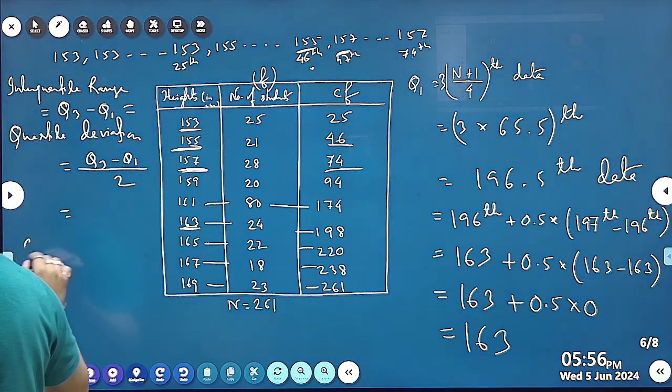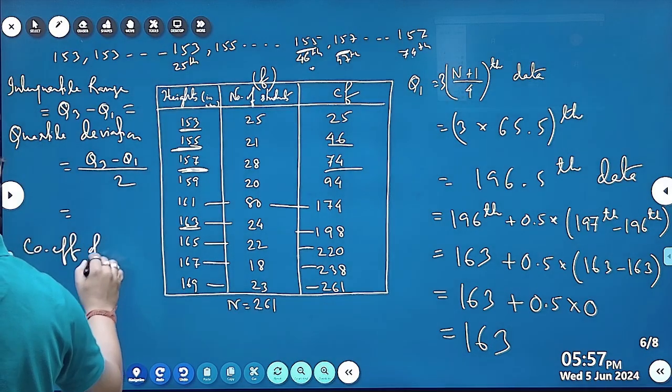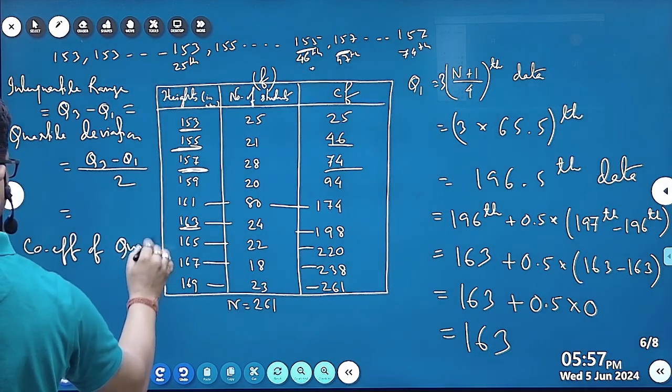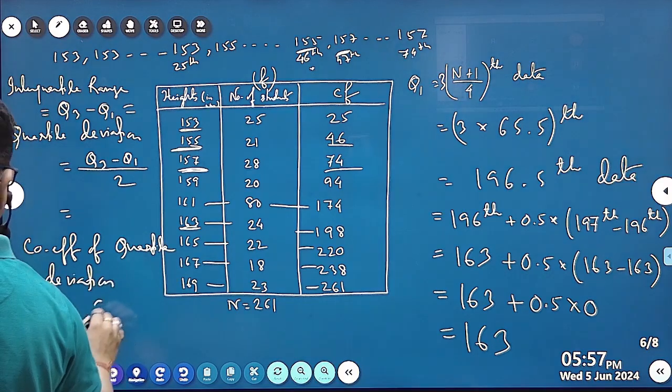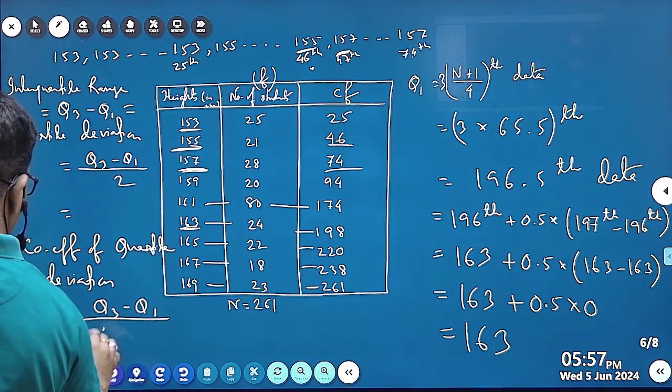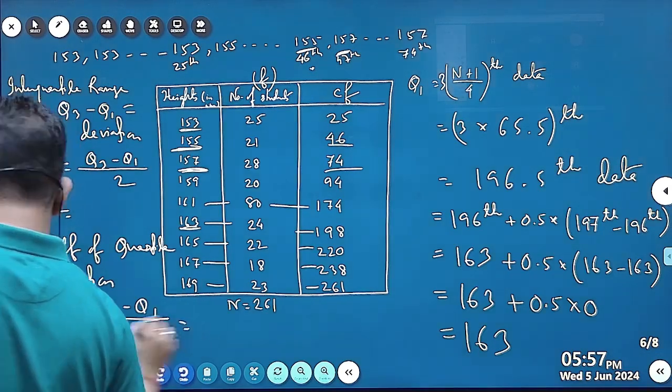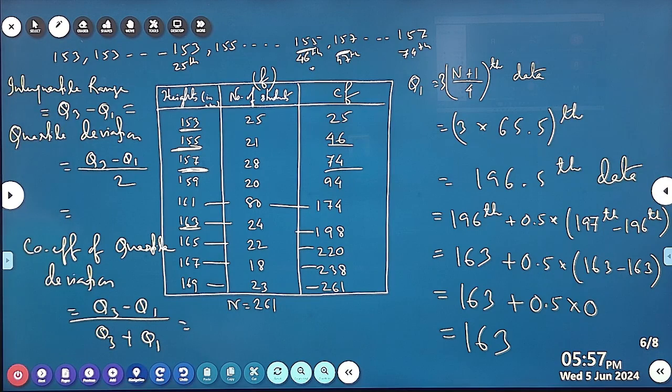And then coefficient of quartile deviation. I hope we have learned this already. It is Q3 minus Q1 divided by Q3 plus Q1. Put it. That will be the required answer. Okay, so this is over.